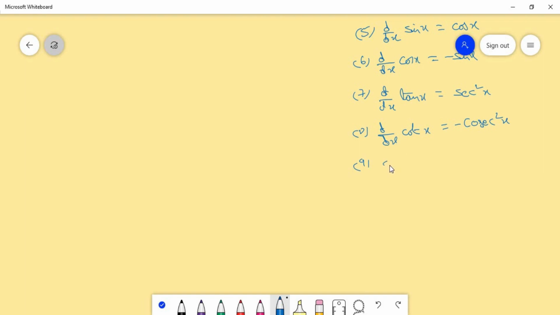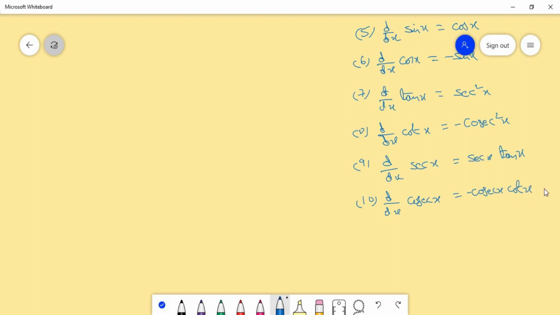Ninth one, derivative of secant x, which is equal to secant x into tan x. 10th one, d by dx of cosecant x, which is equal to minus cosecant x into cot x.